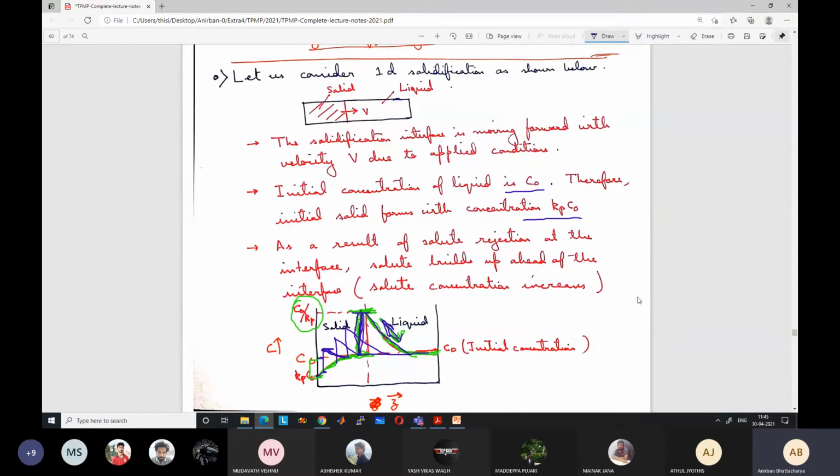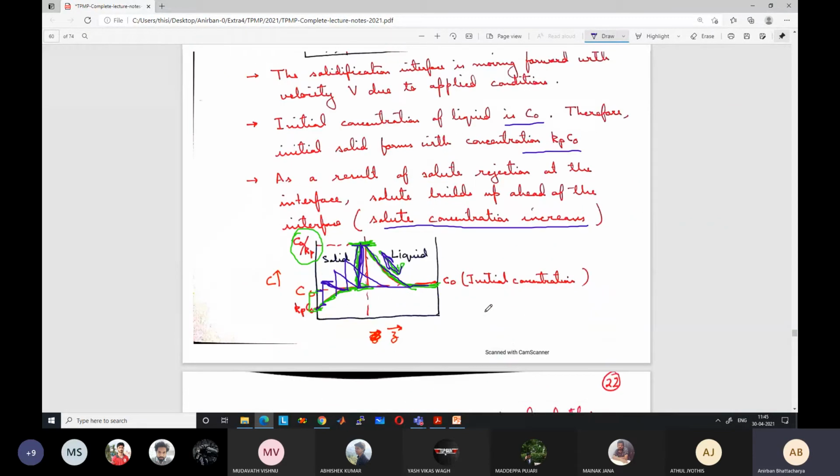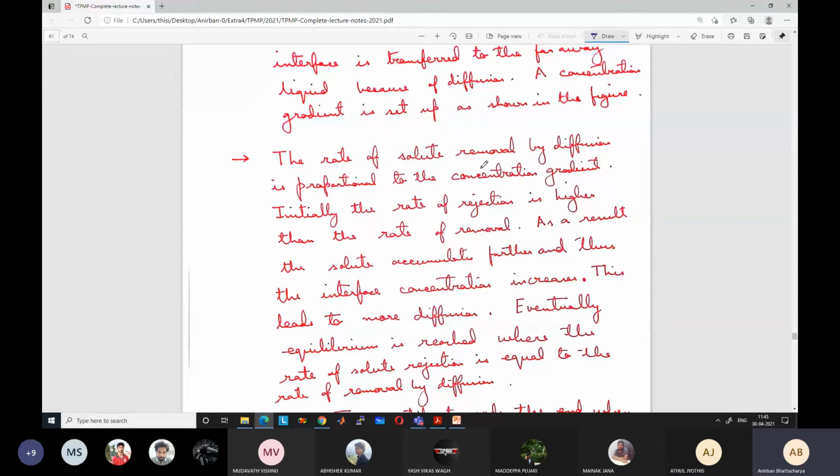As a result of solute rejection at the interface, solute builds up ahead of the interface. So the solute concentration increases. The solute accumulated ahead of the interface is transferred to the faraway liquid because of diffusion, as we have discussed. So a concentration gradient is set up as shown in the figure, like this. The rate of solute removed by diffusion is proportional to the concentration gradient. This is important.